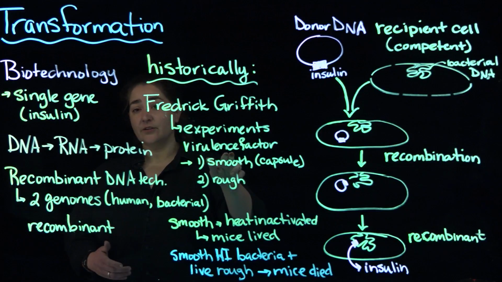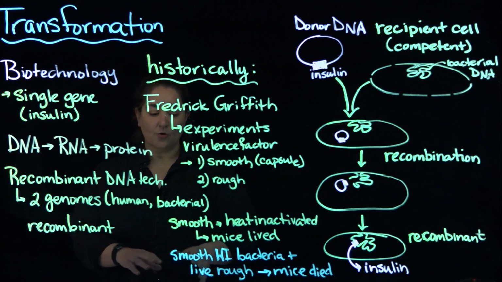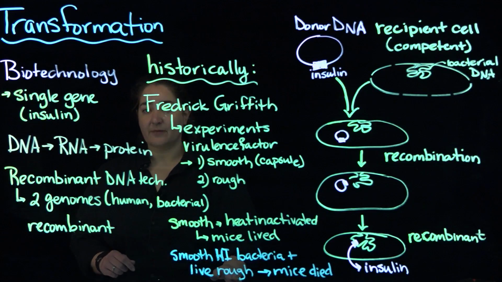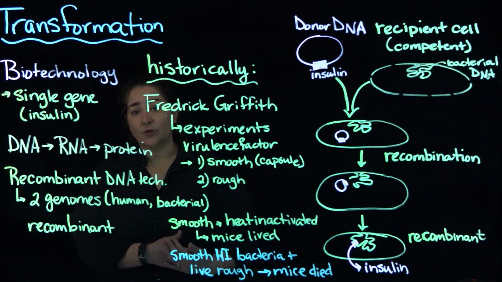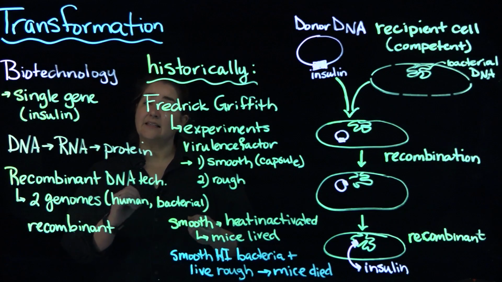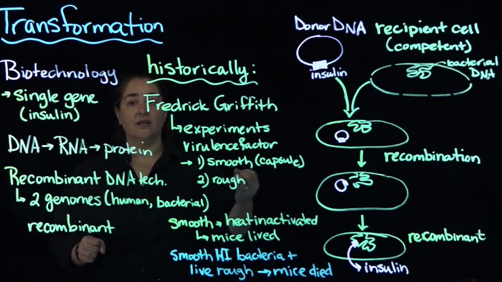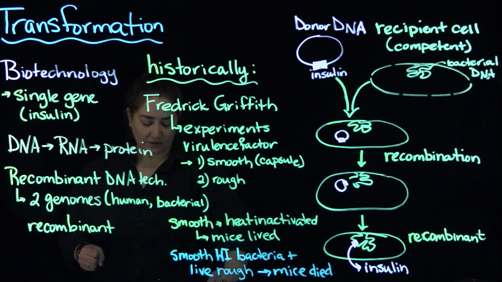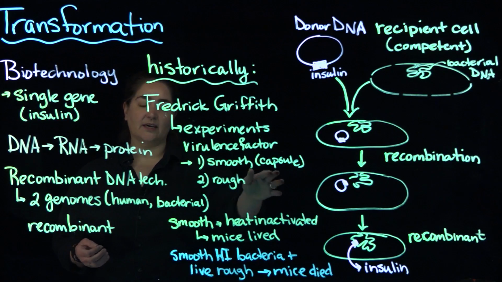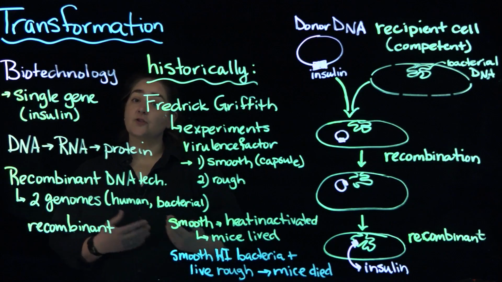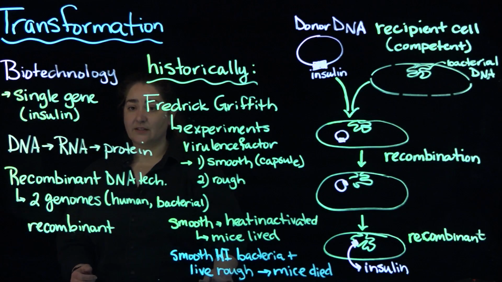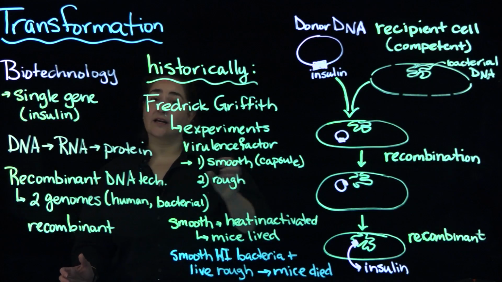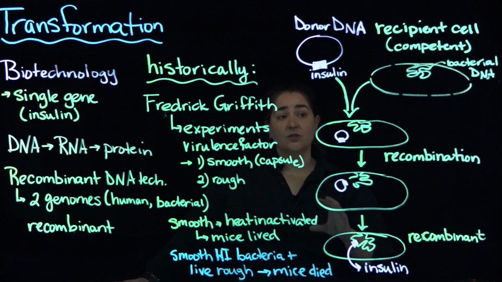The gene for virulence, that gene for making that capsule, was transferred to the rough bacteria. And when he cultured out those bacteria that he recovered from those mice, instead of recovering rough bacteria, he recovered smooth bacteria, meaning that those rough bacteria now picked up that capsule, that virulence factor, and that was transferred to the rough bacteria. So that's what kind of historically gave rise to being able to transfer genes to bacteria intentionally, okay?